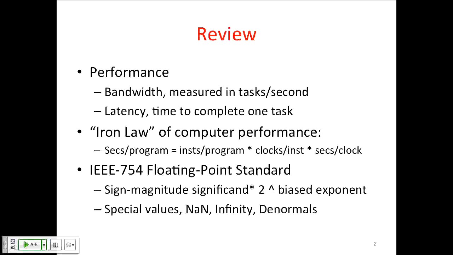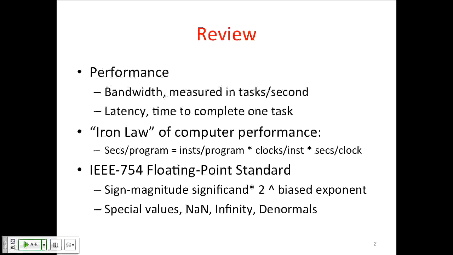All right. Okay, so just to remind you what we're doing a week and a half ago. Last lecture, we looked at performance. And remember, we measure performance with two different measures. One is bandwidth, or throughput, which is how many tasks per second, how many units of work per second you do. And then there's latency, which is the time to complete a single task. We also looked at this iron law of computer performance, which is a way of breaking apart the time it takes to run a program.